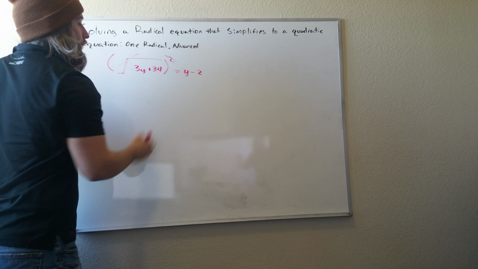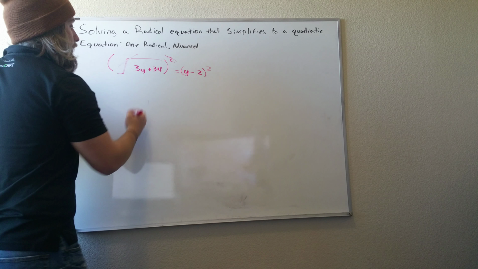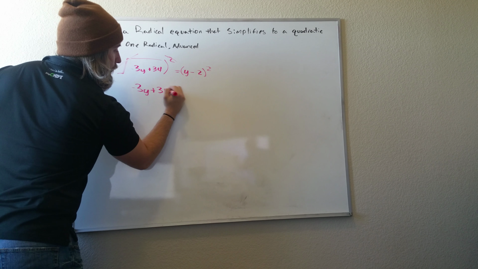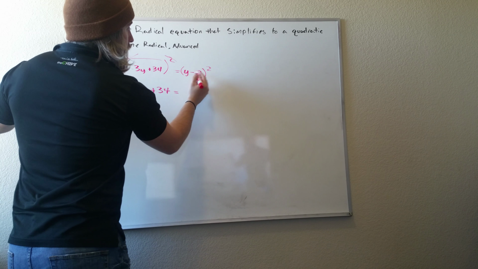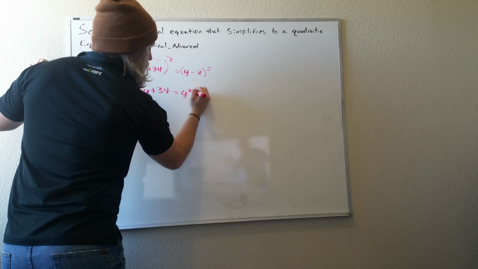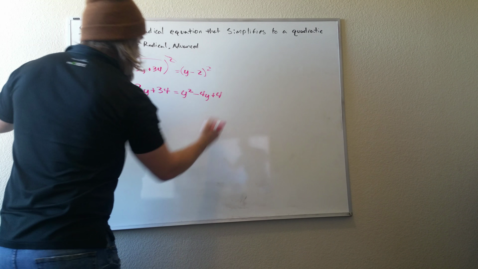So this radical and this square will cancel, but if we square that side, we also have to square this side. So if we rewrite it, we have negative 3y plus 34 equals y minus 2 squared, which we're going to use FOILing. So we get y squared minus 4y plus 4.